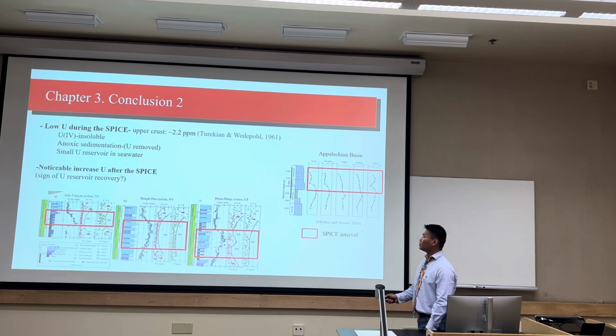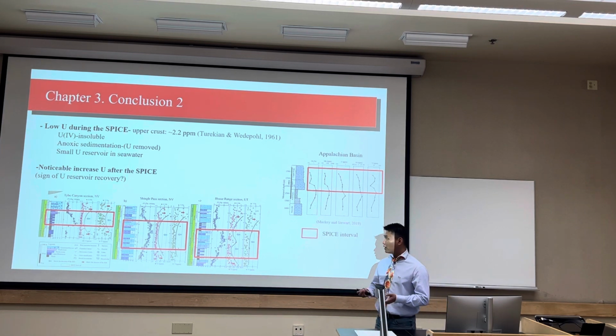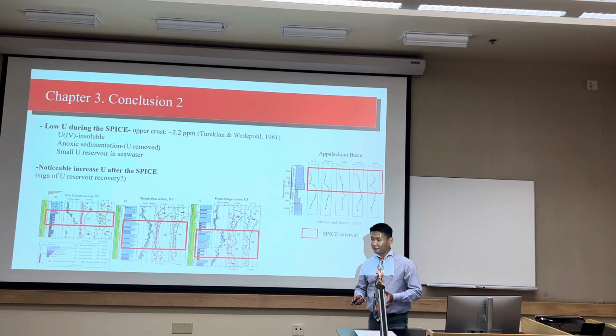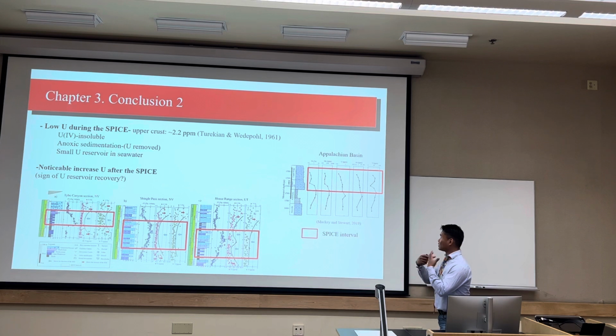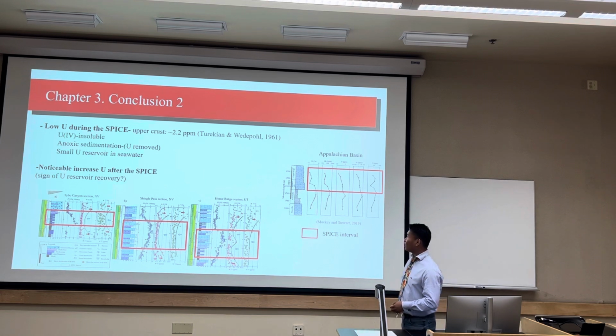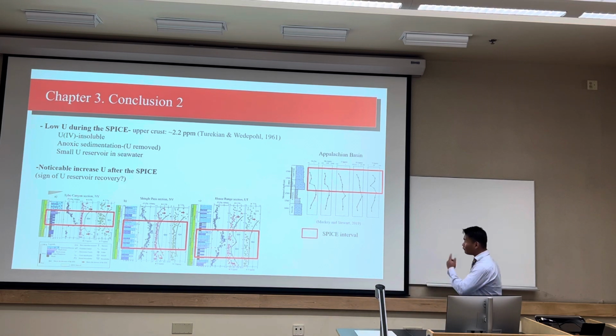And also, a noticeable increase of uranium after the SPICE event. It could mean that the seawater may be recovering, with the uranium reservoir recovering. But we need more data to confirm that. And our data also show consistency with the Appalachian Basin during the SPICE event. You see the uranium concentration here is really low during the SPICE event, around less than 1. It's the same with other basins.